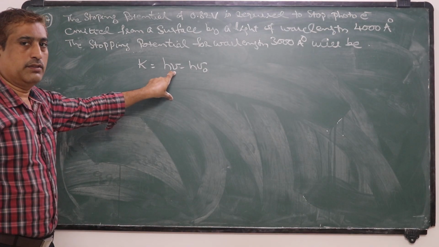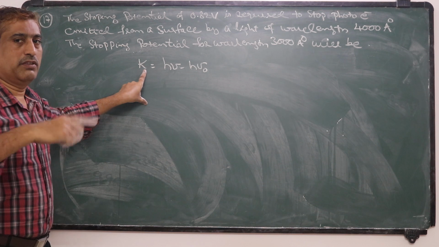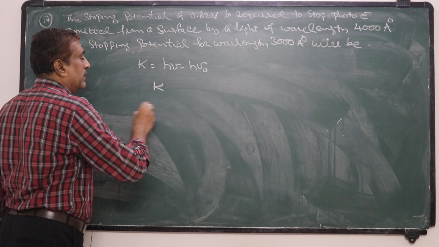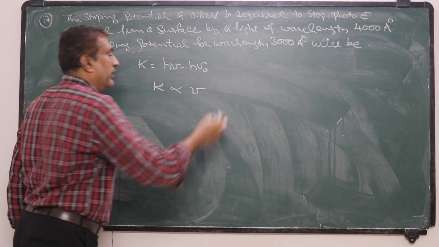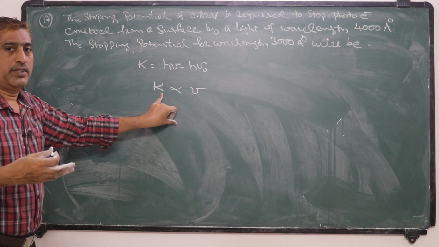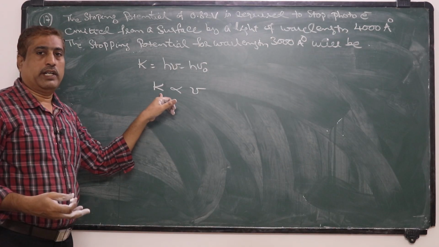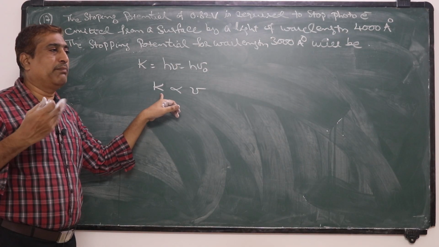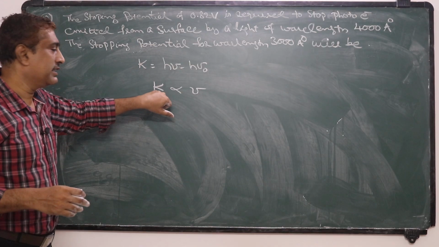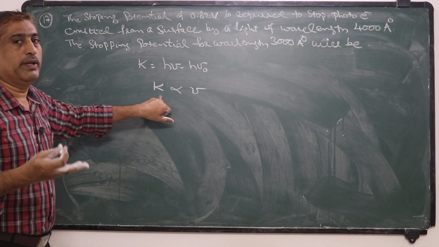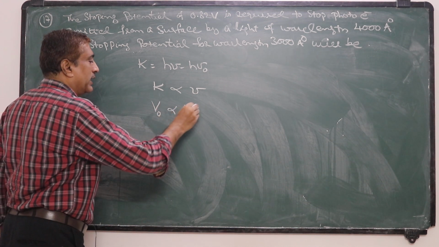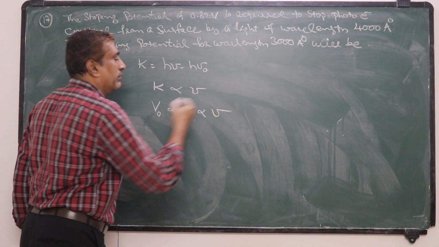If the incident photon has high frequency, then the photoelectrons will have higher kinetic energy. So the kinetic energy of the photoelectron is proportional to the frequency of the incident radiation. Now, if the photoelectron has more kinetic energy, the negative potential to be applied to stop that photoelectron is to be more. That means if the electron has high kinetic energy, high negative potential will be applied to stop it. So the stopping potential is proportional to kinetic energy, which is proportional to frequency.